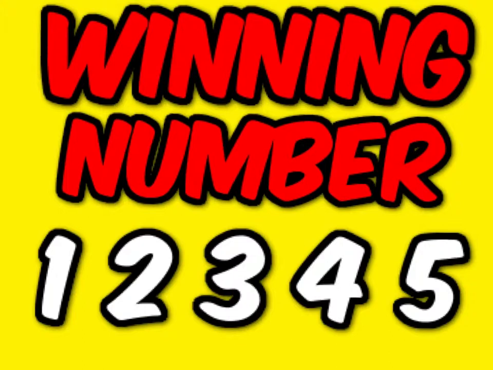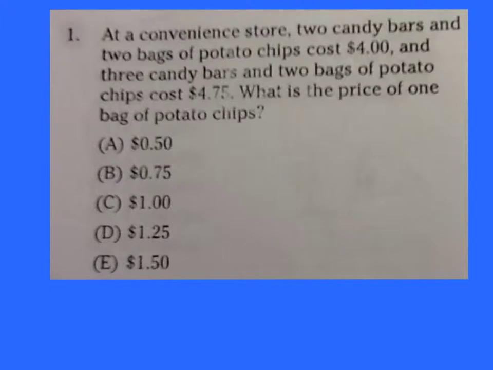Lottery today is 3. Here's the first one from the practice test that we need to look at. At a convenience store, 2 candy bars and 2 bags of potato chips cost $4, and 3 candy bars and 2 bags of potato chips cost $4.75. What is the price of 1 bag of potato chips?